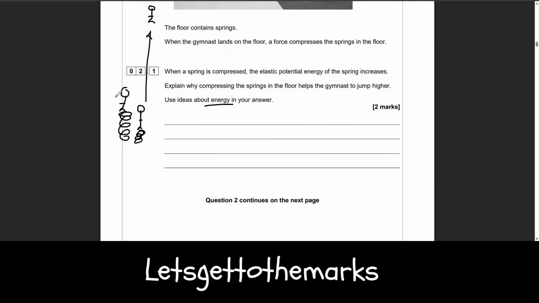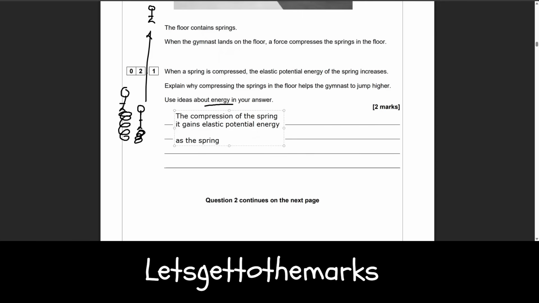All right, I'm going to go through the answer. So when the gymnast squishes down on the spring, or compresses it, what does the spring gain? You don't need to write these words, but the compression of the spring gains elastic potential energy.